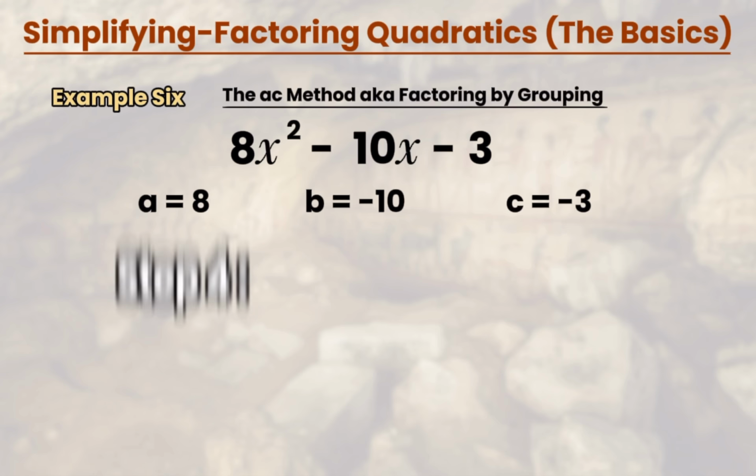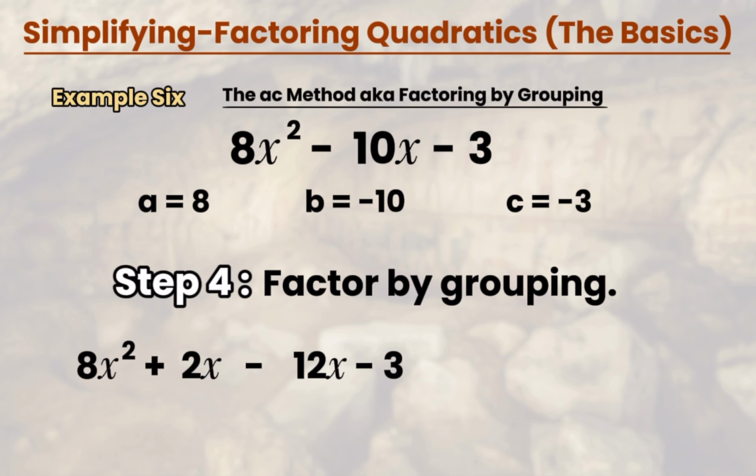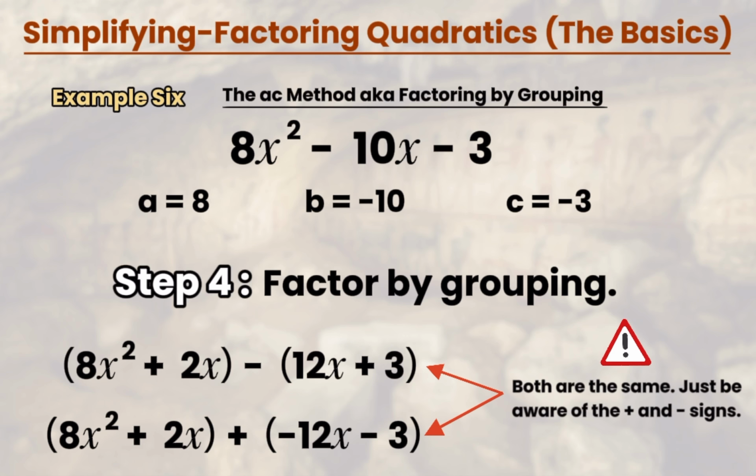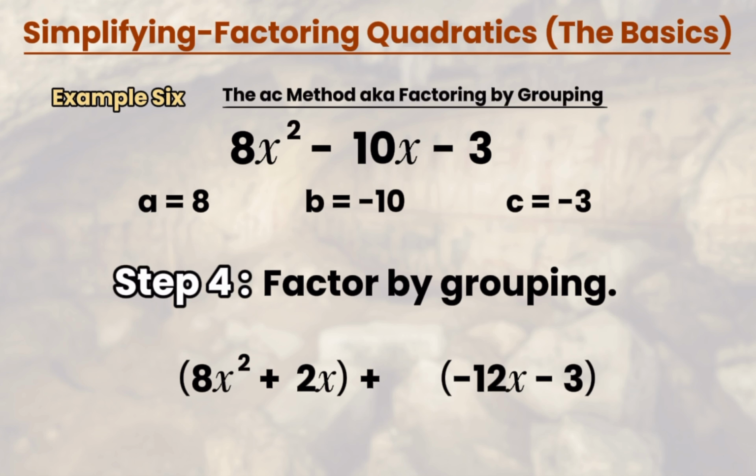Step 4. Now factor by grouping the first two terms together and the last two terms together in their own set of brackets. Just keep in mind to be careful of your signs. So, for each set of brackets, find the greatest common factor. For 8x squared plus 2x, the greatest common factor is 2x. Factor it out by dividing both terms by 2x to get 4x plus 1.